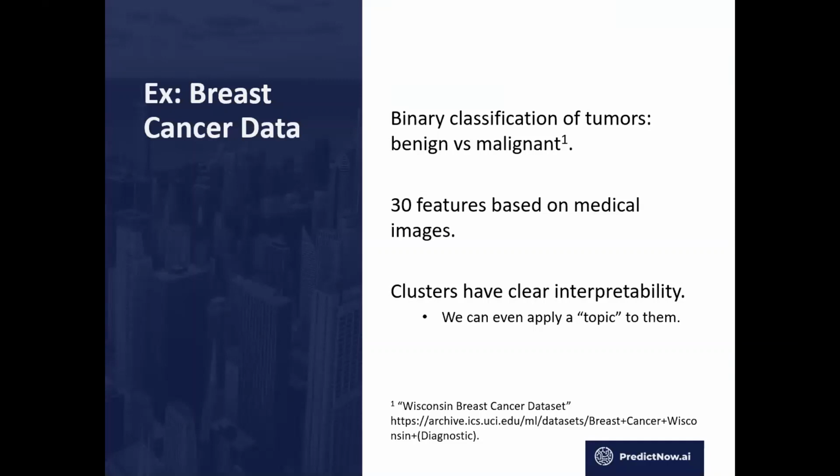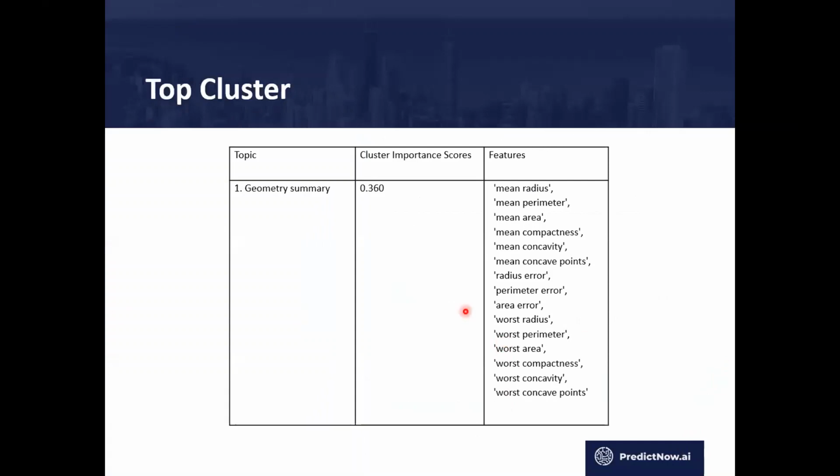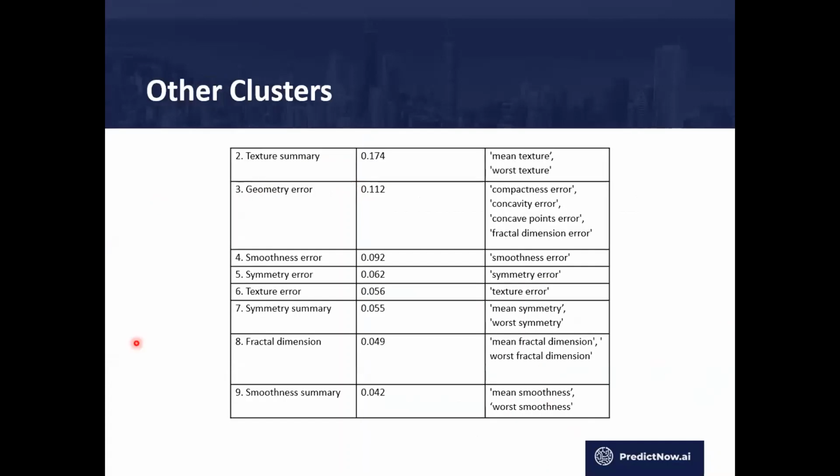If we apply this technique to this public data set, you will see the following clusters. The first cluster is all geometry of the tumor. It is very understandable: area, radius, perimeter. So we can apply a topic to it called geometry summary. Very easy to understand. And the second most important cluster is all about the texture of the tumor.